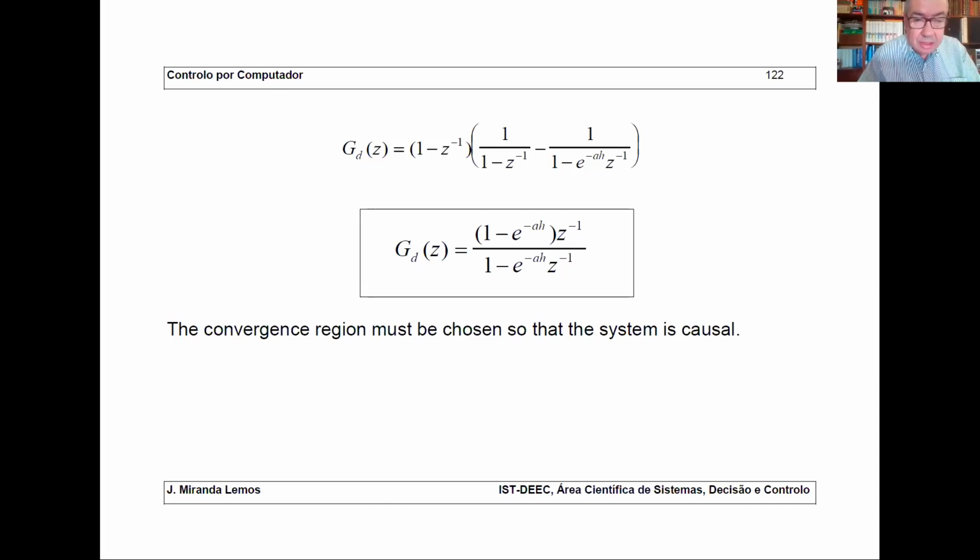The pole is a value of z that makes the denominator vanish, makes the denominator zero. Z equals e to the minus a. Don't forget the minus, okay? So what happens is that a pole at minus a is transformed into a pole at e to the minus a. This is a general property. So if you have a continuous time pole at p, it will be mapped into a discrete time pole at exponential of p.